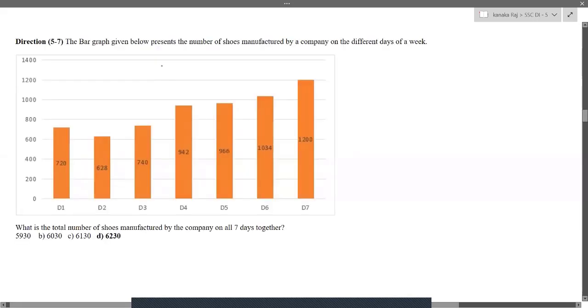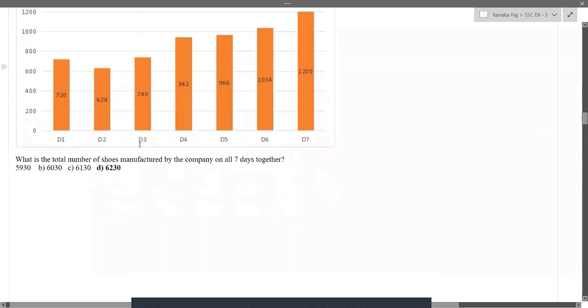The questions on my previous bar graph were very simple. They were all direct questions. So let's move on to slightly more complicated questions. What does it say? This bar graph represents the number of shoes manufactured by a company on different days of the week. So these are different days of the week, that is 7 days. The company manufactures a different number of shoes on different days. So based on that, they're asking us the question.